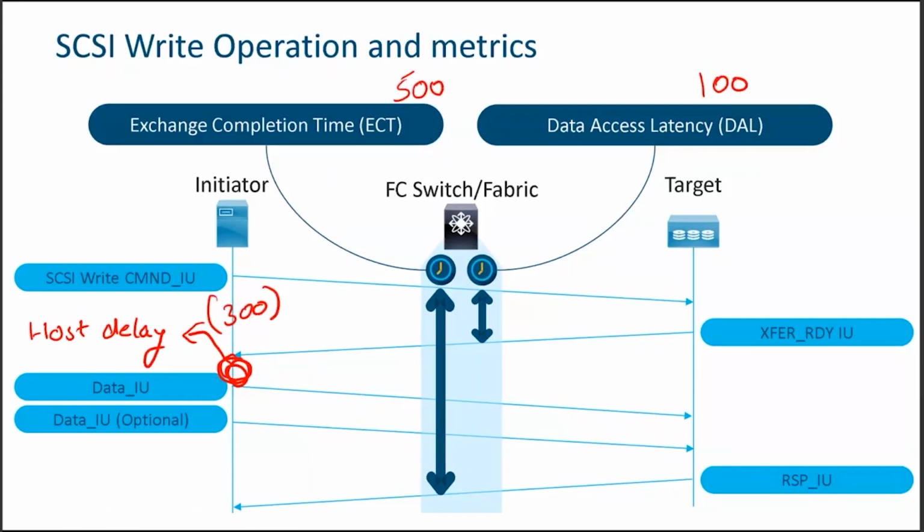So we figure that out indirectly, right? What we generally do is that if DAL is lower and the ECT is higher, we take a guess that it may be the host trying to delay. And by the way, that guess has been proven.